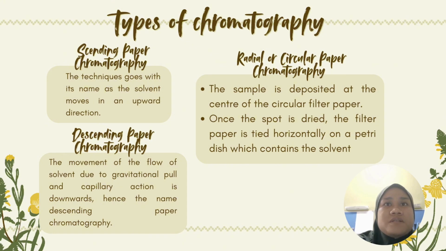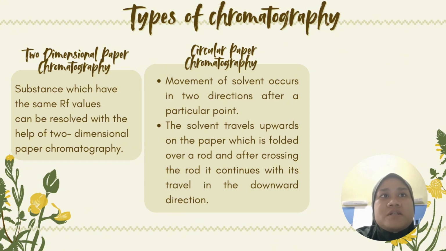The sample is deposited at the center of the circular filter paper. Once the spot is dry, the filter paper is tied horizontally on a petri dish which contains the solvent. The fourth one is two-dimensional paper chromatography. Substances which have the same Rf values can be resolved with the help of two-dimensional paper chromatography. And the last one is circular paper chromatography. Movement of solvent occurs in two directions after a particular point. The solvent travels upwards on the paper which is folded over a rod, and after crossing the rod, it continues with its travel in the downward direction.